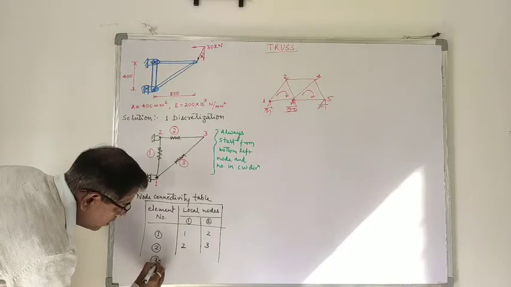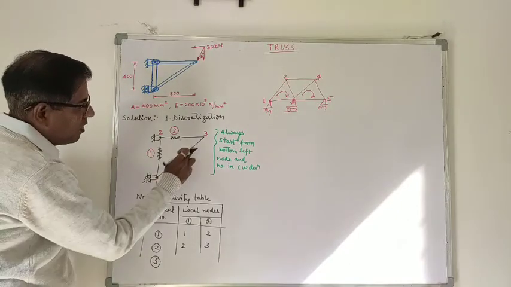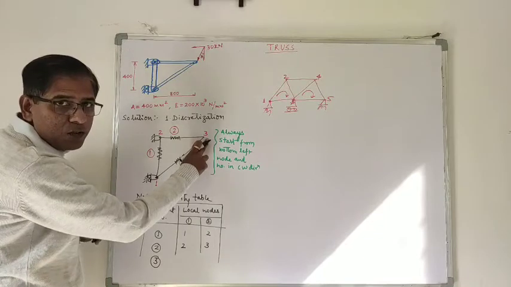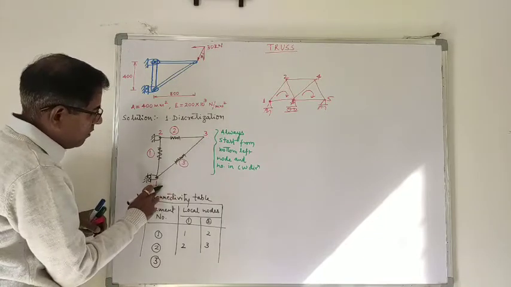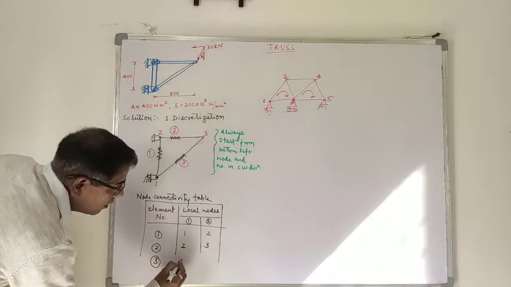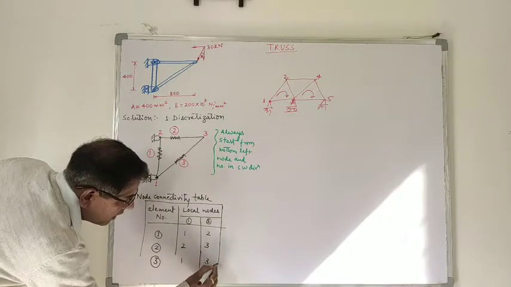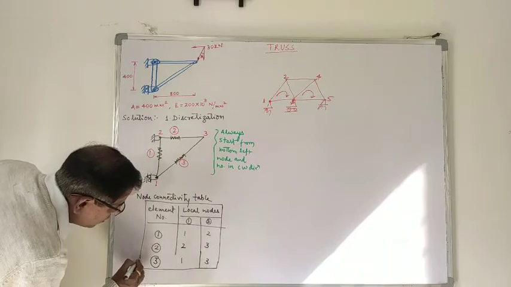Similarly, the third element is made up of node number 1 and 3. Out of which 1 is the smaller number, 3 is the bigger number. So I assign 1 as my first local node and 3 as my second local node.